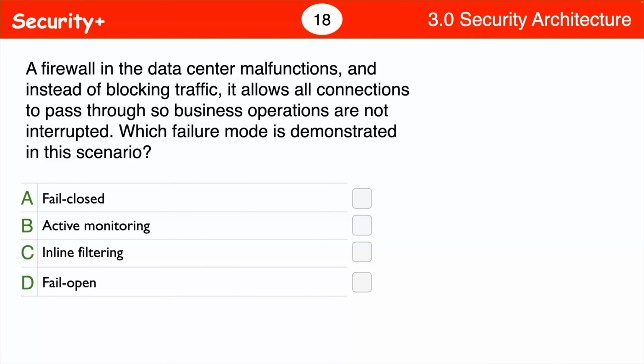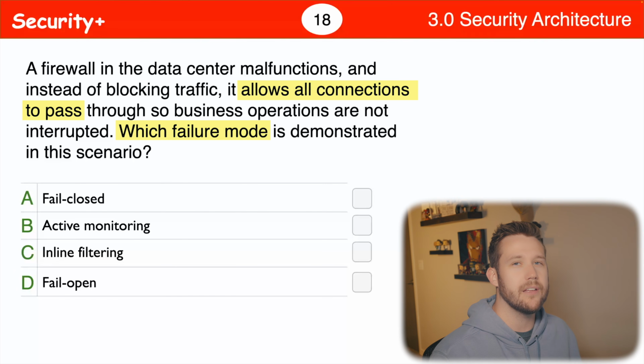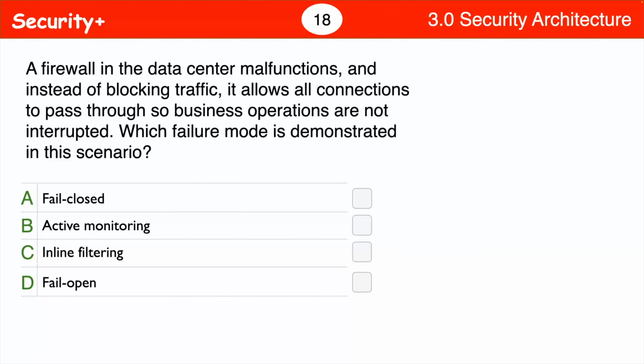All right, so the key phrases for this question are allows all connections to pass and which failure mode. Now these point to a design where availability is prioritized over security during something like a failure. Okay, let's do the process of elimination. We can start with B, active monitoring. It's important to note that this describes device behavior in the scenario, but active monitoring is not a failure mode. So we can rule that one out. Next, we can eliminate C, inline filtering.